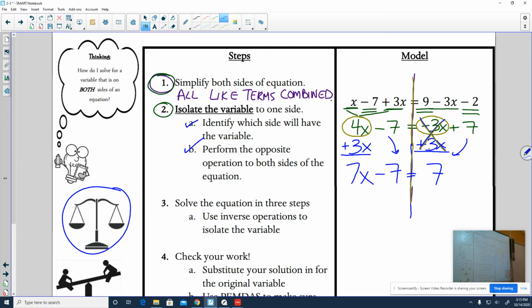Now, once again, this should look familiar. I've got a three-step equation. 7 times x minus 7 equals 7. Use inverse operations to isolate the variable. Now that the variable is on the left, I want to get it alone. So I add 7 to both sides to get rid of my variable term. I see that 7x equals 7 plus 7, which is 14. And then opposite of 7 times x is divide by 7. X equals +2.